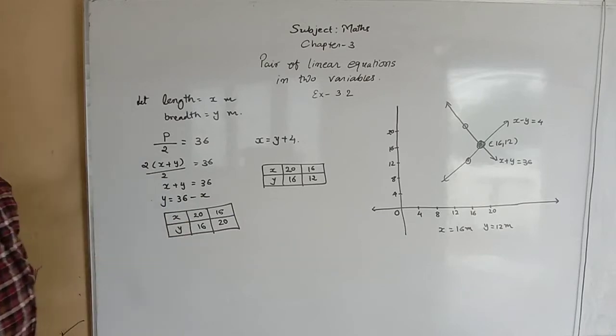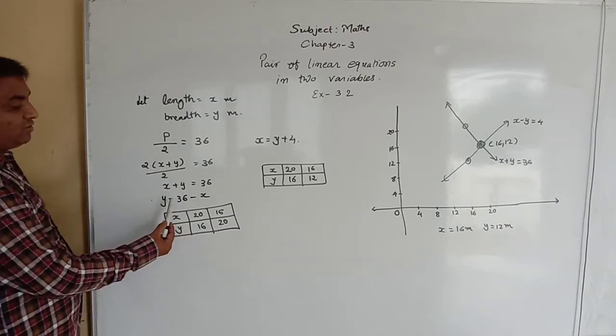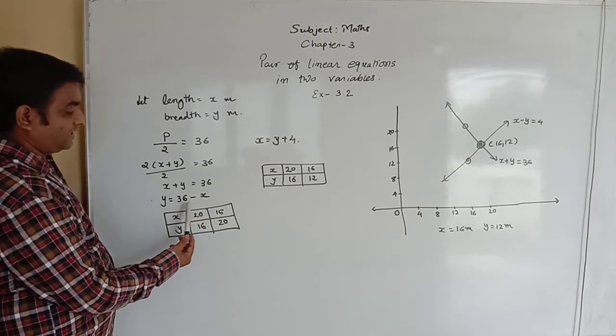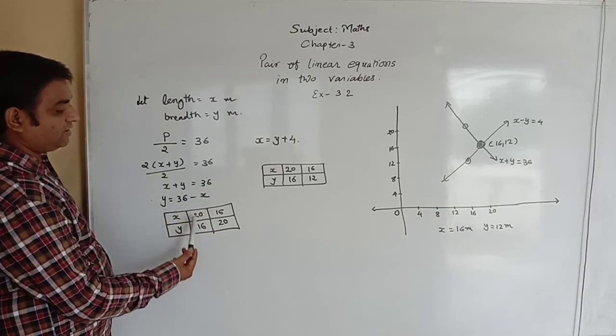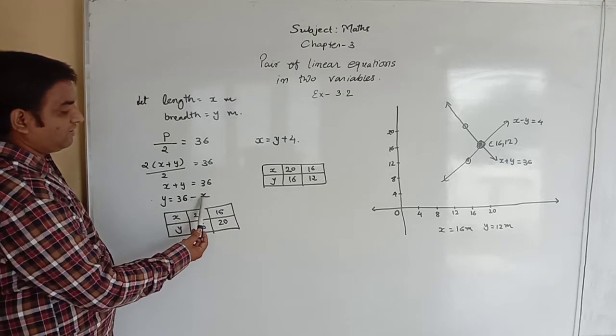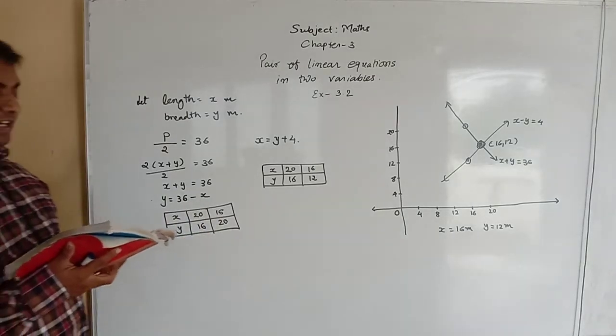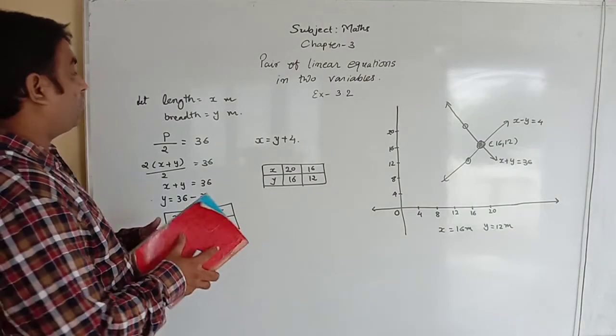So y equals 36 minus x. And so we take such values which can be plotted in the graph. So x equals 20 we take, then y equals 16, and x equals 16 we take, y equals 20.